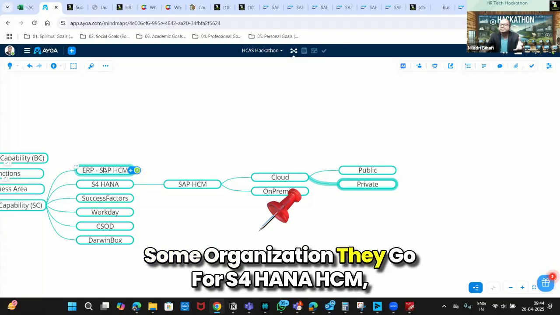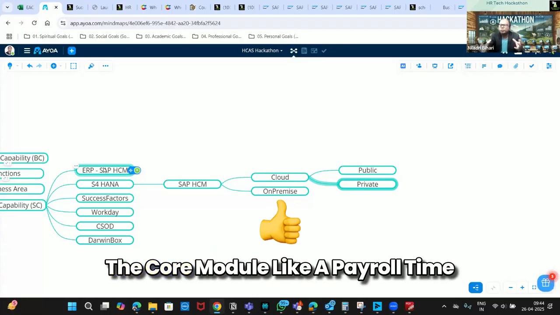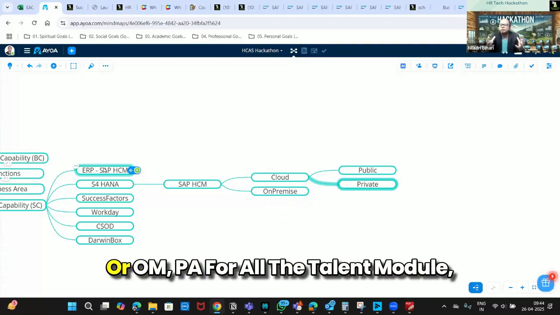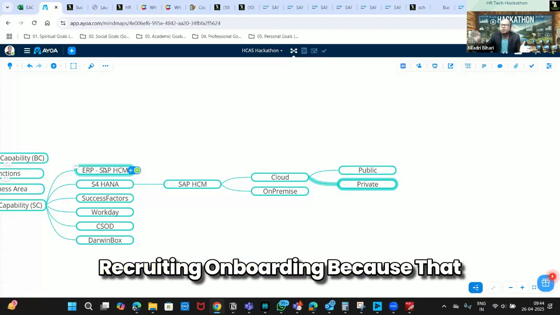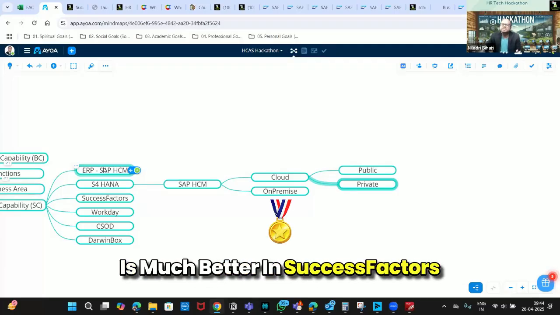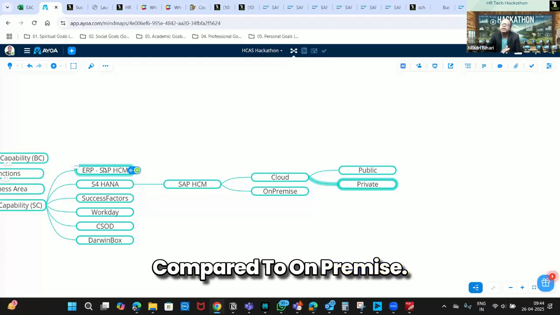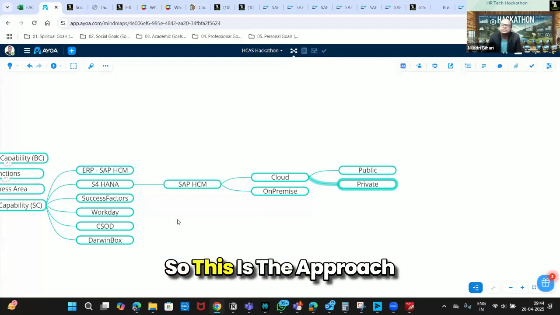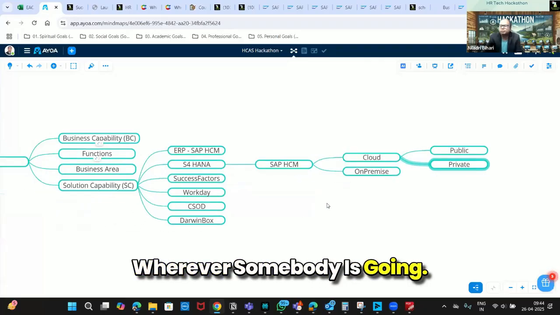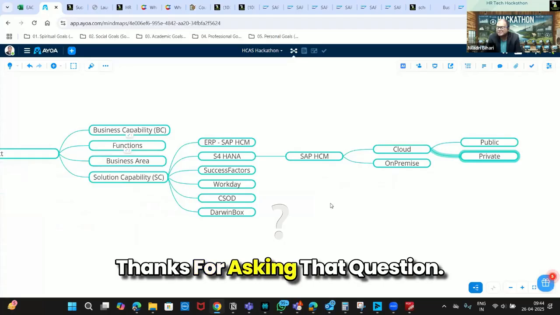Some organizations go for S/4HANA HCM for the core modules like payroll, time, or OM PA. For all the talent modules, your learning management, performance management, recruiting, onboarding, because that is much better in SuccessFactors compared to on-premise. So that is the hybrid approach to follow. This is the approach wherever somebody is going. Hope it answered your query. Thanks for asking that question, Samar.